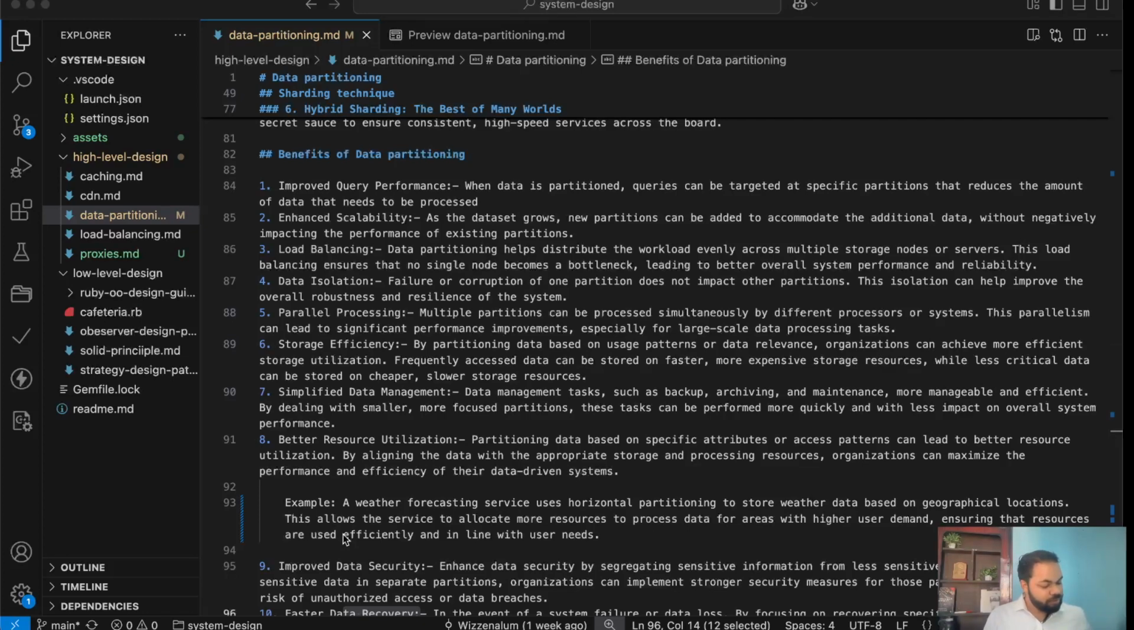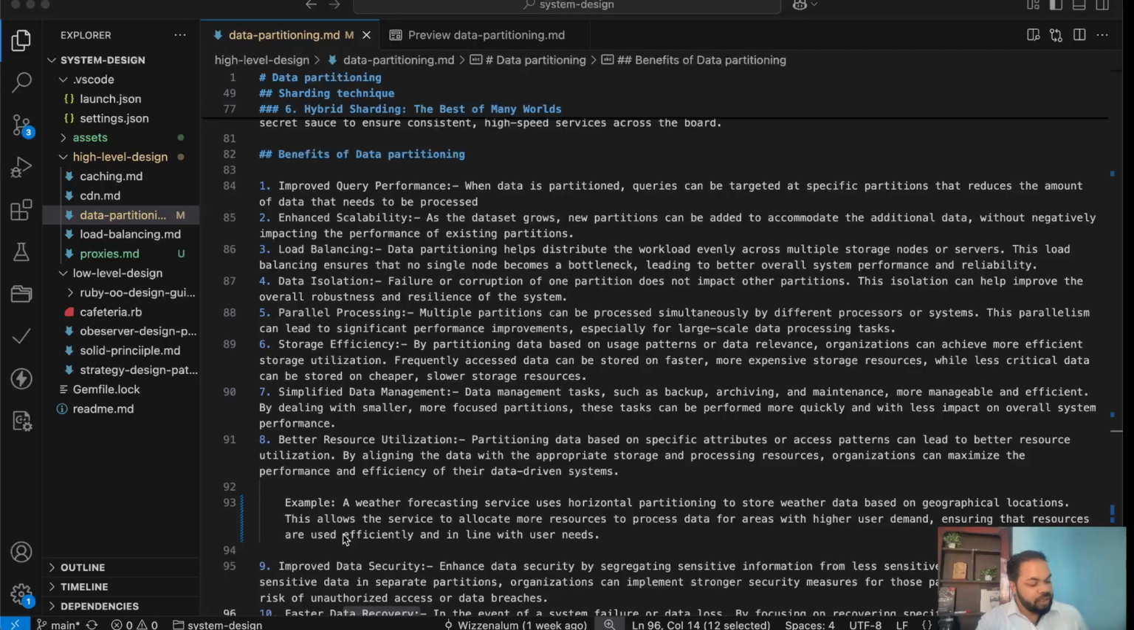Let's move to the last topic for today, that is the challenges of data partitioning. The biggest challenge that comes to my mind is cross partition query.